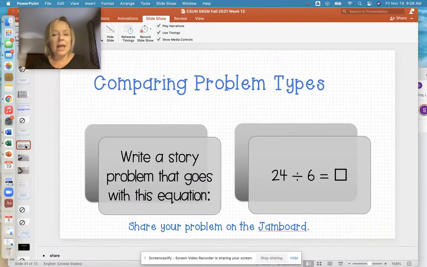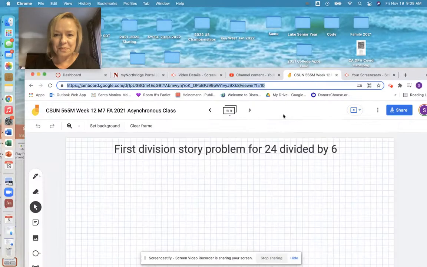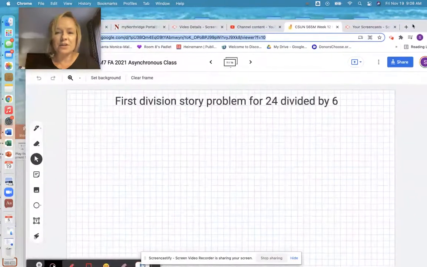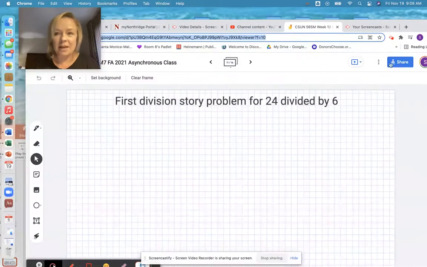So go ahead and think about a story problem that goes with this equation. 24 divided by 6 equals something. So I'm going to invite you to go over to the Jamboard, and you're going to write your first division story problem for 24 divided by 6 here. Go ahead and pause the video, and then we'll come on back and talk about it.